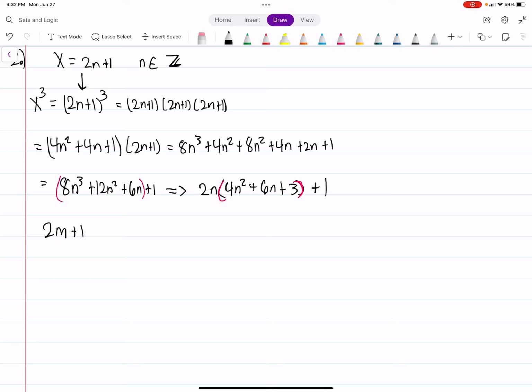So we have 2m plus 1, and so we can see that x cubed is going to be an odd number because it takes the same form as the 2n plus 1. Okay? So hopefully that makes sense on how we went about proving that.